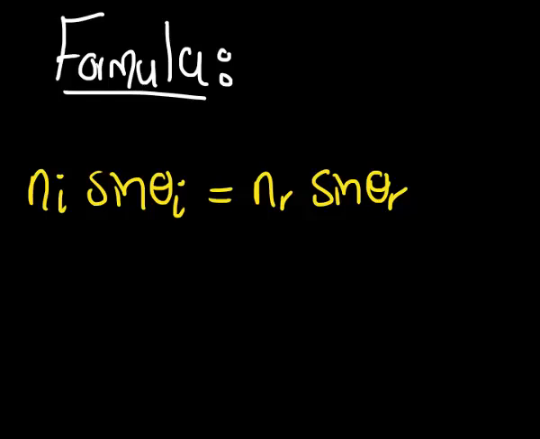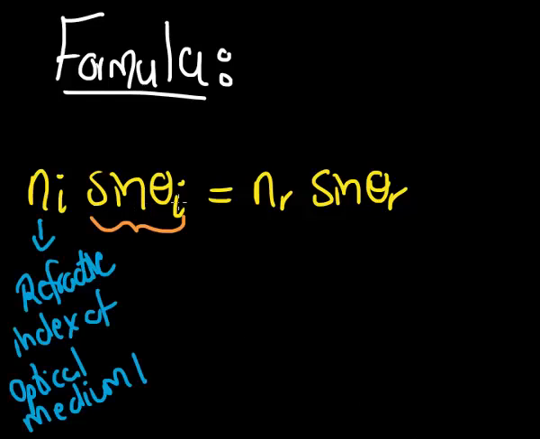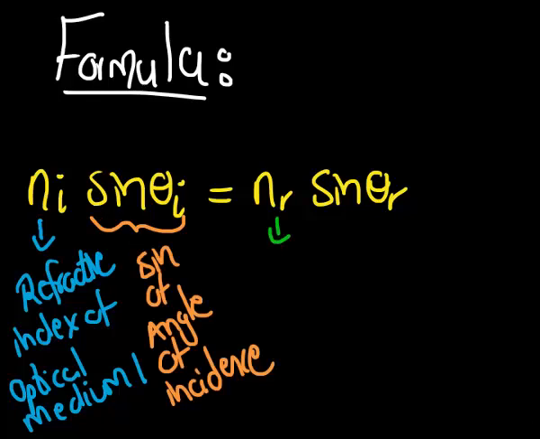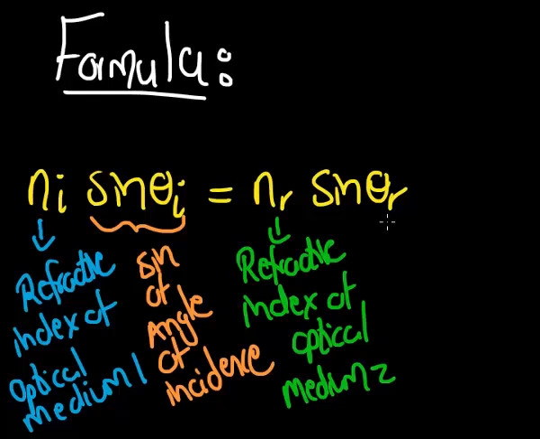Now your n here indicates your refractive index initially of your first incident ray. The sine theta is then the sine of the incident angle. The next n stands once again for the refractive index, but now of your second optical medium, and the sine of this refracted angle.